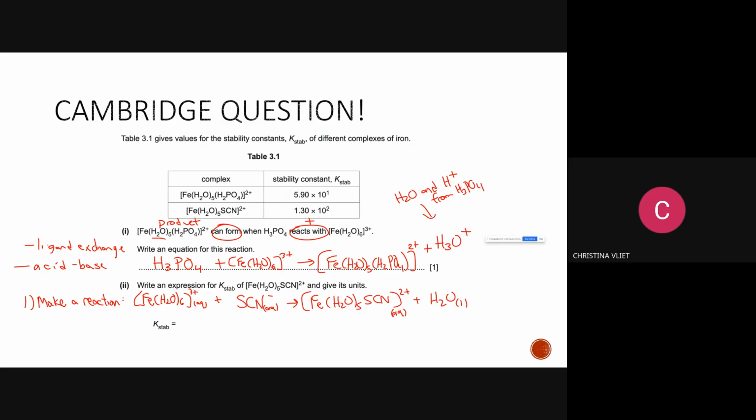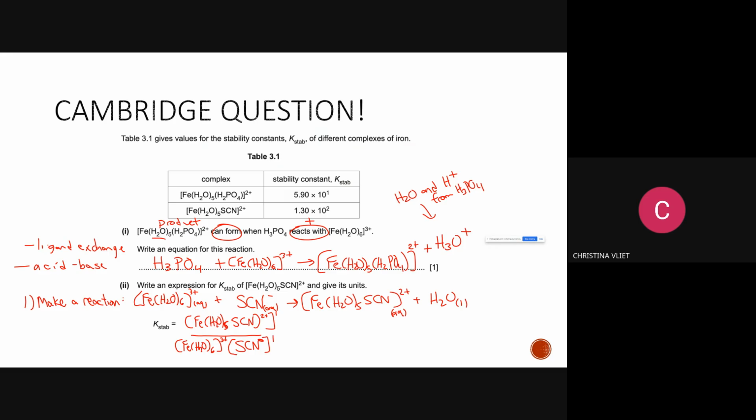So they expected you to come up with this yourself and then make the K stab from that. So what would the K stab be from this? This is my product and this is my reactant. So products over reactants. Do I include the water? No. So it would be Fe(H2O)5SCN 2 plus over Fe(H2O)6 2 plus times SCN minus.